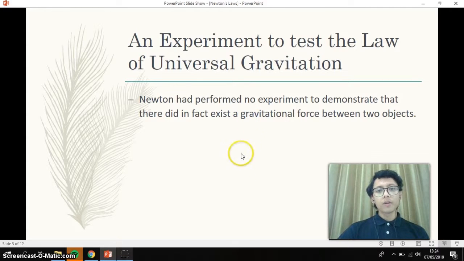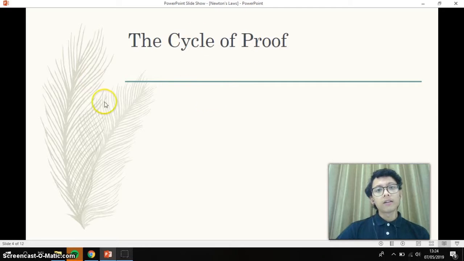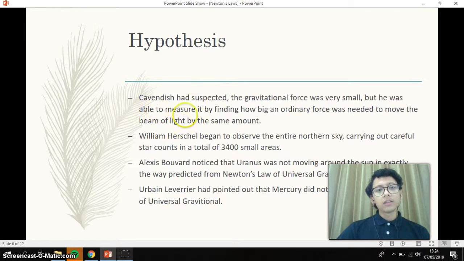Newton had performed no experiment to demonstrate that there did in fact exist a gravitational force between two objects, and this is the cycle of proof. First is about the database. Isaac Newton invented the law of universal gravitation, and Newton had performed no experiment to demonstrate that there did in fact exist a gravitational force between two objects. Next is about the hypothesis.